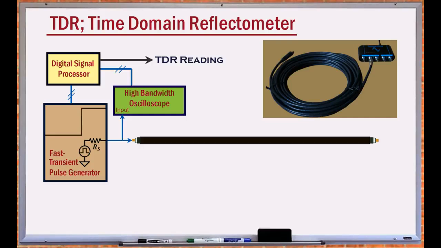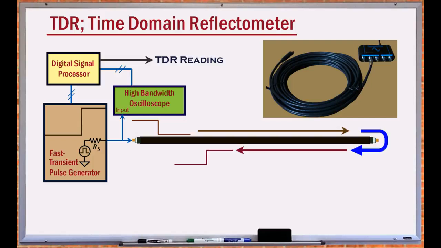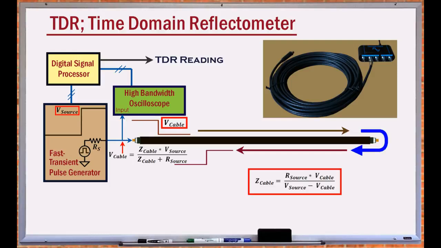Generally, in these instruments, the generator outputs a fast transition pulse. This pulse travels to the end of the cable and reflects back. But first it is divided by the voltage divider formed by the source resistance and the cable impedance. The division factor is then calculated by the DSP to find the impedance of the cable.